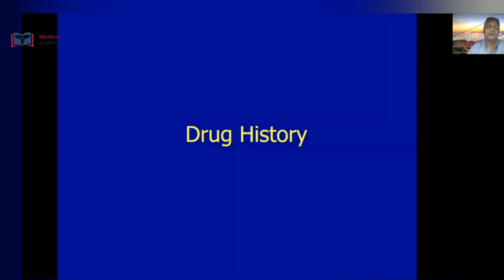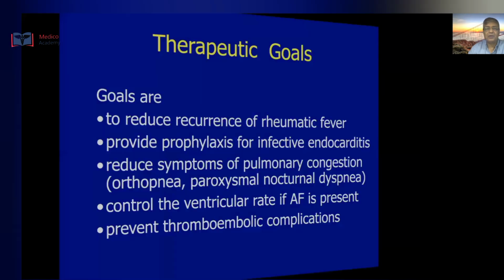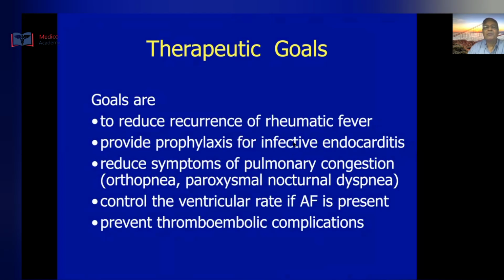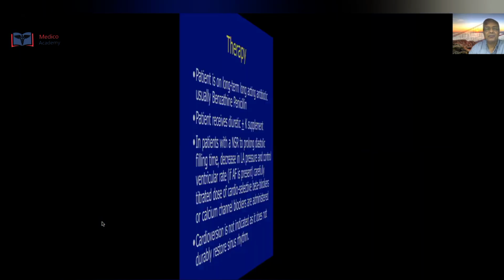What is the typical drug history in such patients? These patients have therapeutic goals, so the drug history is based on these goals. The first goal is to reduce the recurrence of rheumatic fever. The second goal is to provide prophylaxis for infective endocarditis. The third is to reduce symptoms of pulmonary congestion, that is orthopnea and PND. The fourth goal is to control ventricular rate if atrial fibrillation is concerned, and lastly to prevent thromboembolic complications.